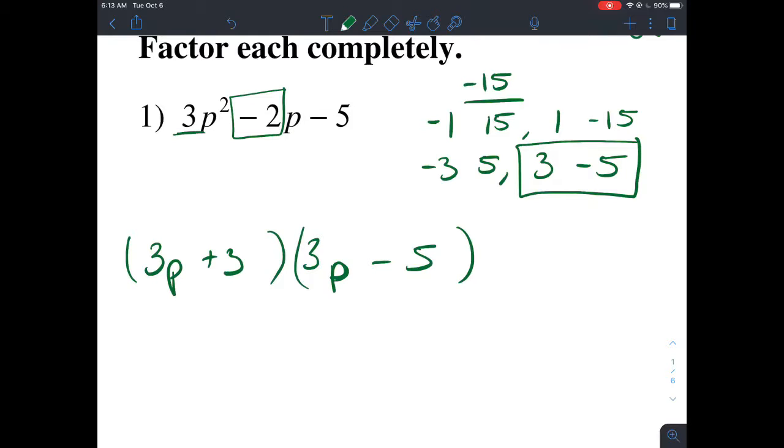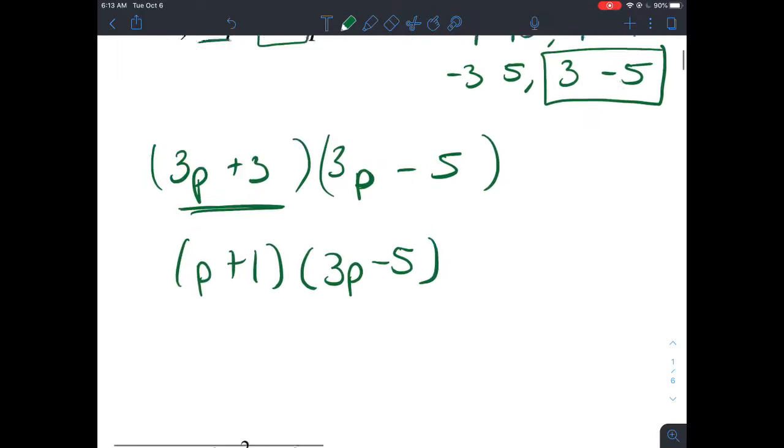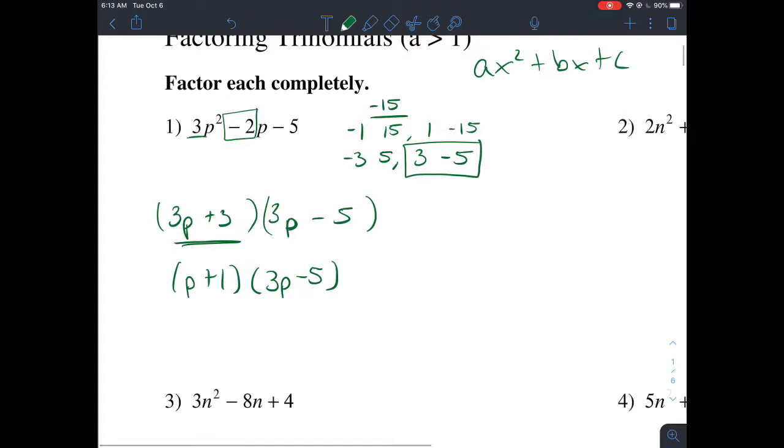So we do 3p, 3p. Then you have to look at these binomials and see which one you can factor out. Which one has the greatest common factor you can pull out? Well, these both have a 3 I can pull out. So I'm going to pull out a 3, and I'm not going to write it. I'm just going to take it out. So I get p plus 1, 3p minus 5.